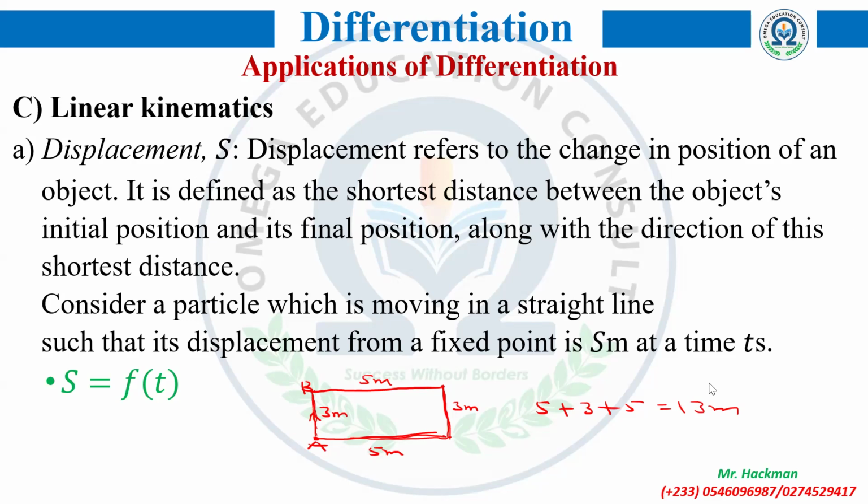So let's move on. I will continue to read. Consider a particle which is moving in a straight line such that its displacement from a fixed point is s meters. So displacement usually we denote by s. It could be capital S or small s. Usually we use capital S, but you can use small s. At a time t seconds, s is equal to f of t, meaning displacement will always be a function of t. So your displacement function depends on time.